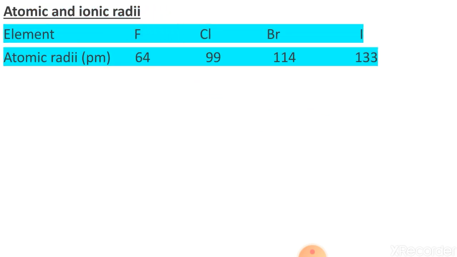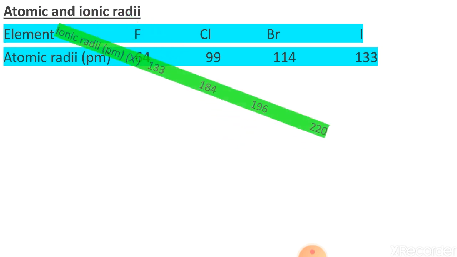Now dear students, the next property is atomic and ionic radii. As you know, the halogens have the lowest atomic radii in their respective periods, that is, from left to right the atomic radius decreases. This is due to the maximum effective nuclear charge of halogens in their respective period. Now dear students, down the group atomic and ionic radii increase. This is due to the increase in the number of shells.